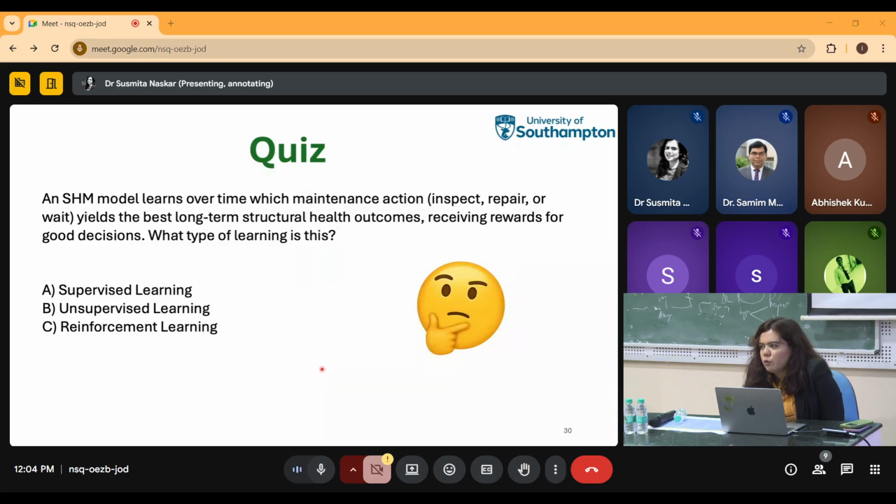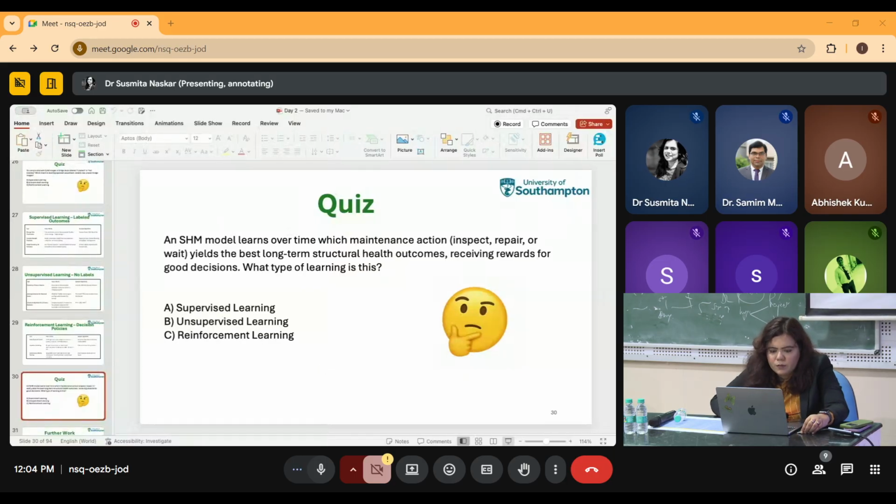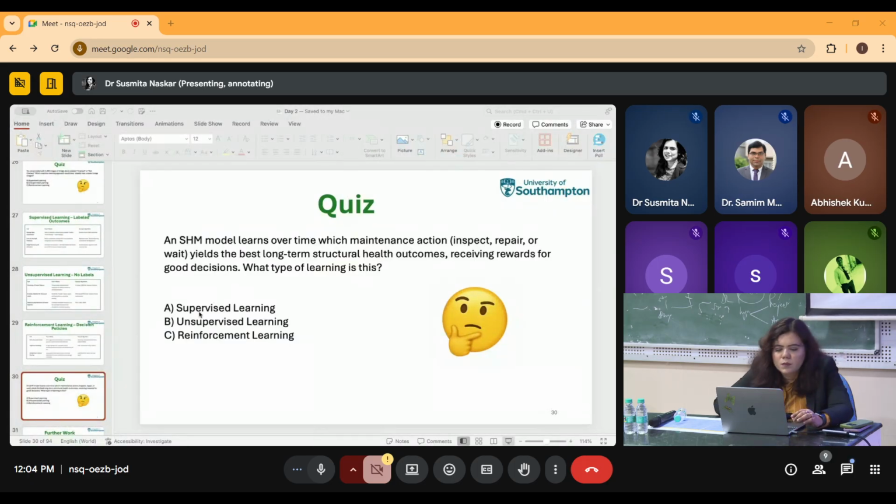Let's first talk about supervised learning. Let me tell you all this again.